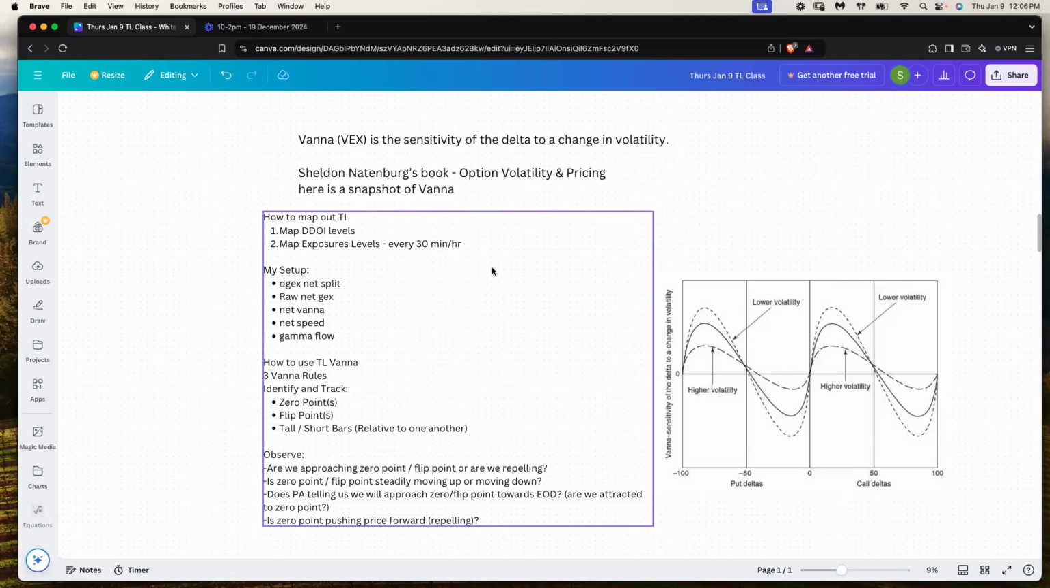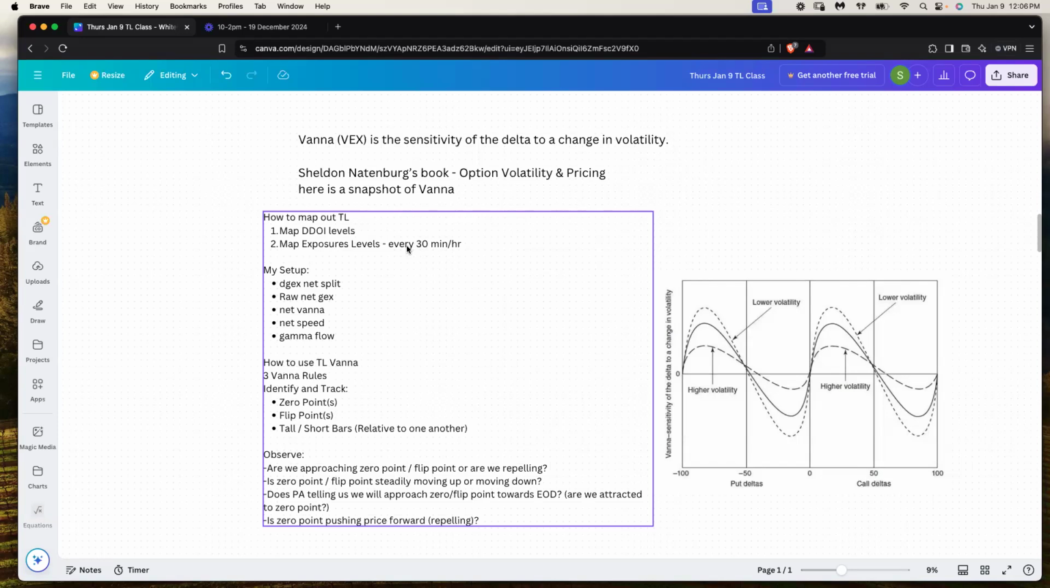The way I start out the day is the very first thing I look at is DDOI, and when we get into the examples, I'll touch on that. I look at the DDOI, and then as the exposures update, I track them every 30 minutes to an hour. An hour is really where, if you go back and review your day, you will see the most impactful changes. But obviously you want to look at the 30-minute slot just to get an inkling of what's happening.